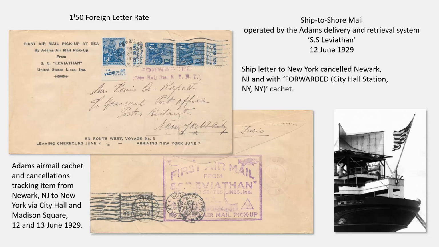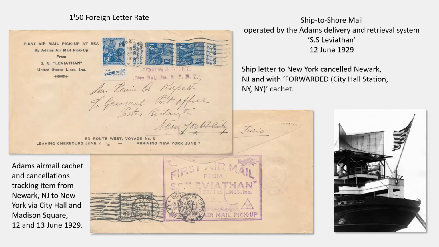Now, the Leviathan left Cherbourg for New York on the 2nd of June, with a scheduled pickup of mail on the 6th or the 7th. Attempts to pick up the mail were made on both days, but failed due to adverse weather conditions. Mail that was prepared was later returned to their senders, marked delivery and pickup postponed. So the Leviathan was then in the USA, waiting to return back to France.